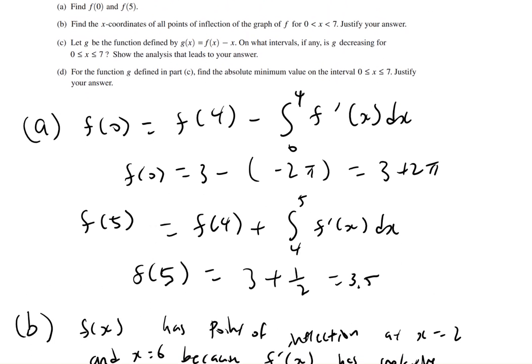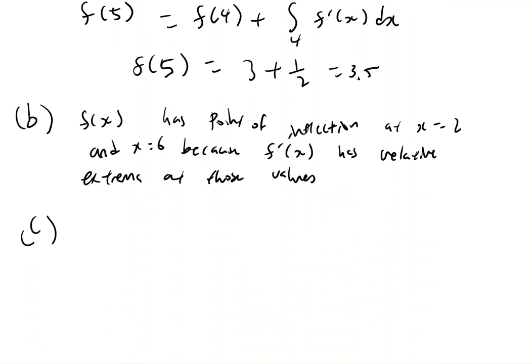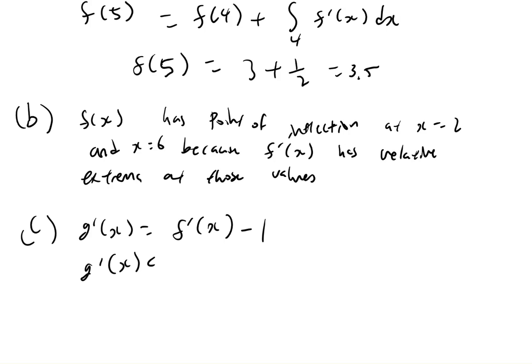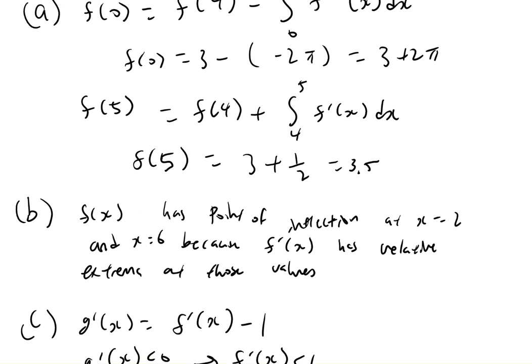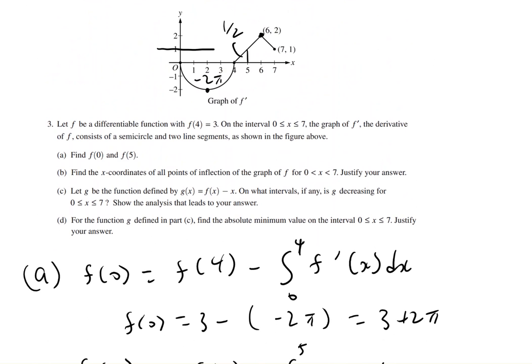C, let g be the function defined by g of x equals f of x minus x. On what interval, if any, is g decreasing from 0 to 7? Show the analysis that leads to your answer. So we have to find g prime of x, which equals f prime of x minus 1. And we know that g prime of x is less than 0 when f prime of x is less than 1.